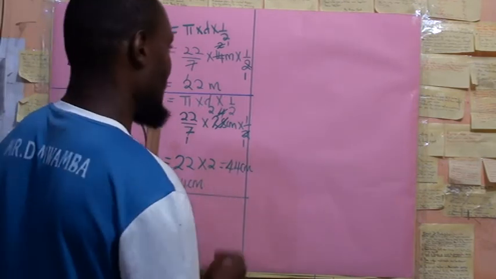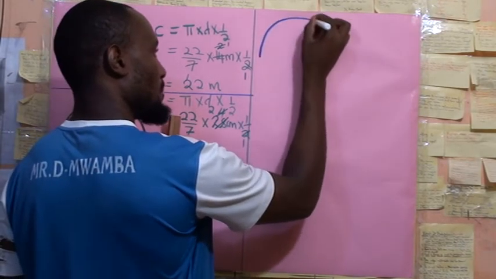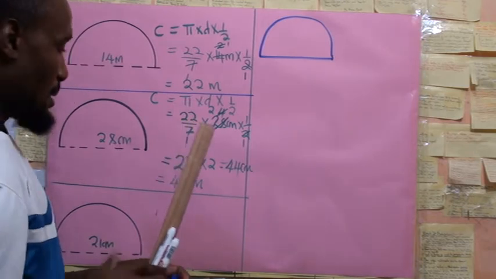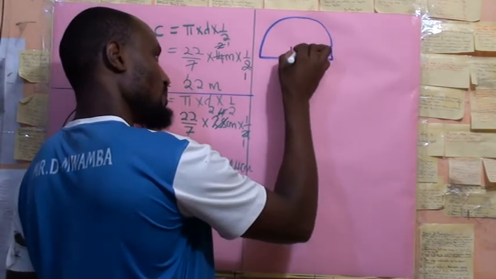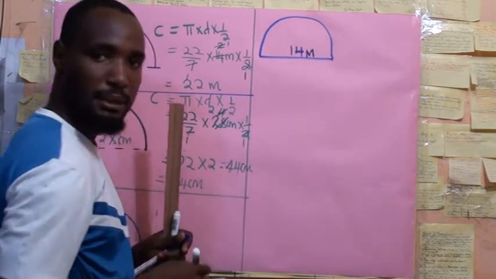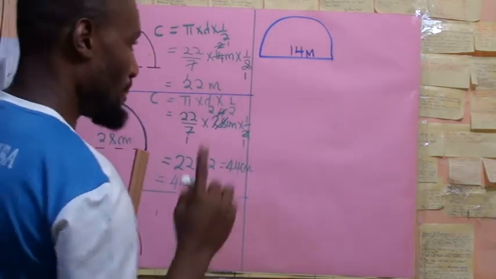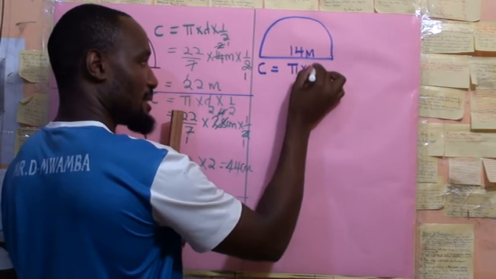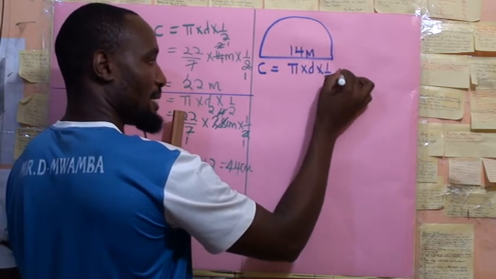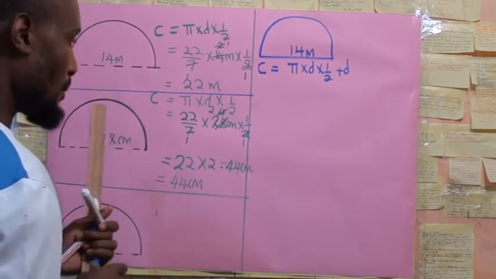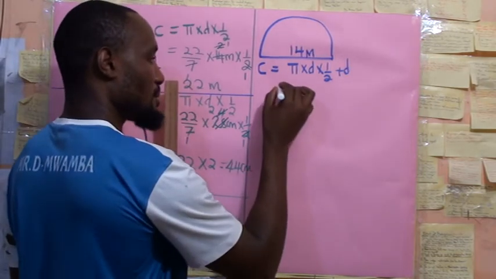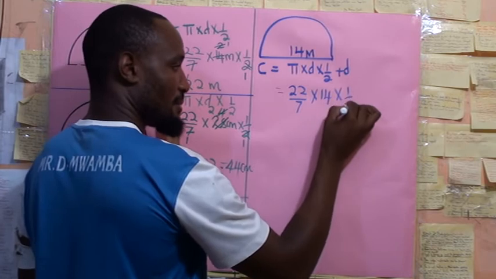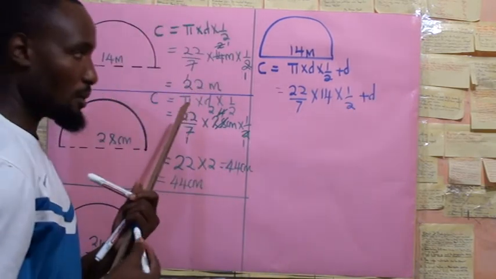Another question is the circumference of this one. So what if it is that and we have put here 14 meters? You use the same formula, but you add d. Circumference is equal to pi times d times a half plus d. What is it? Let's go. You get 22 over 7 times 14 times a half plus diameter. We put the diameter later.